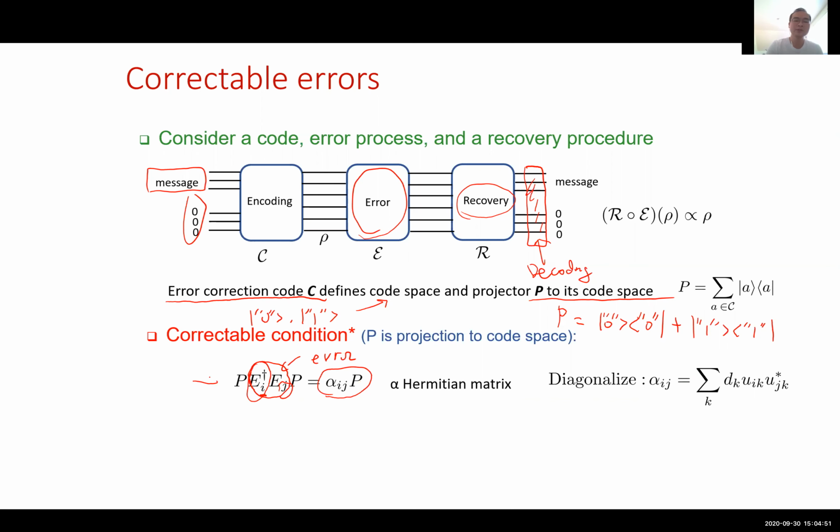So this condition basically shows that when you make errors and you project to the code subspace, it's as if you cannot tell the difference. But to be more precise, you could actually diagonalize. So these alpha and beta are some Hermitian matrix, just some coefficient. Even though this depends on the error, the overall thing does not depend on the error. It returns the projector itself.